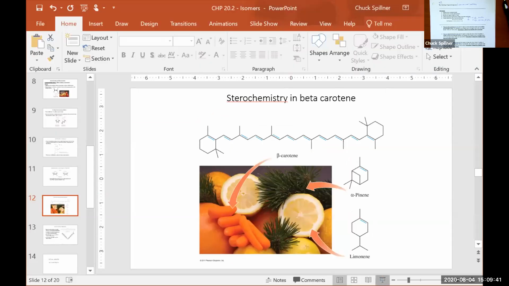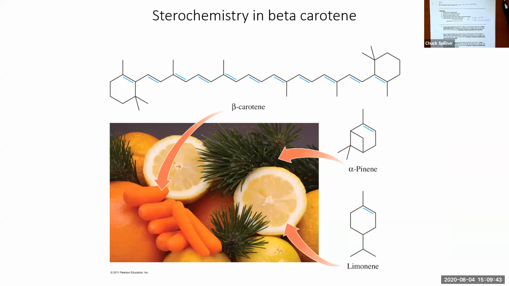Here we go. Okay, so beta carotene has a lot of double bonds. And remember, every time you have a double bond, it's called unsaturated. And so this has a lot of unsaturations. And when you have a lot of unsaturations in a molecule, it tends to be colored. And so that's why beta carotene is orange.